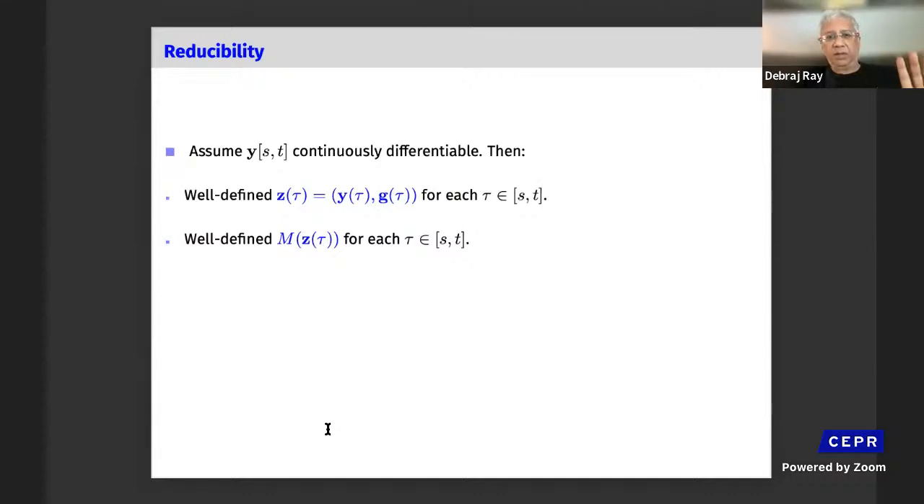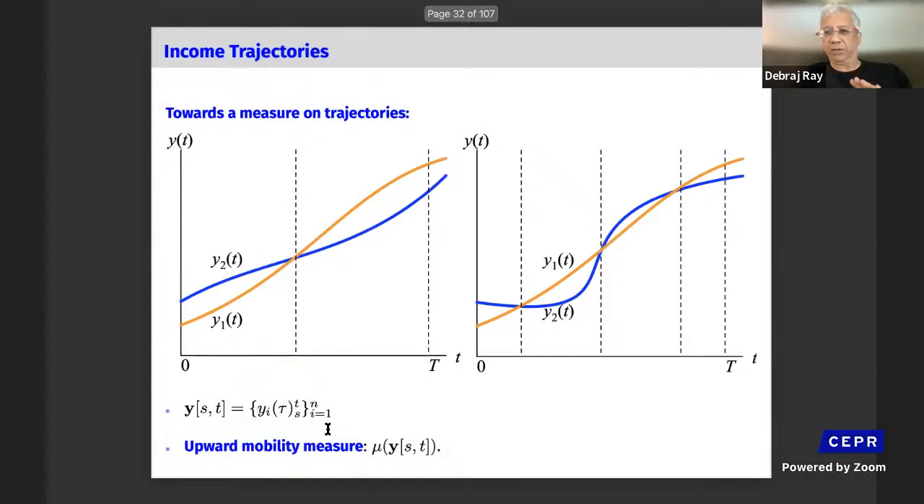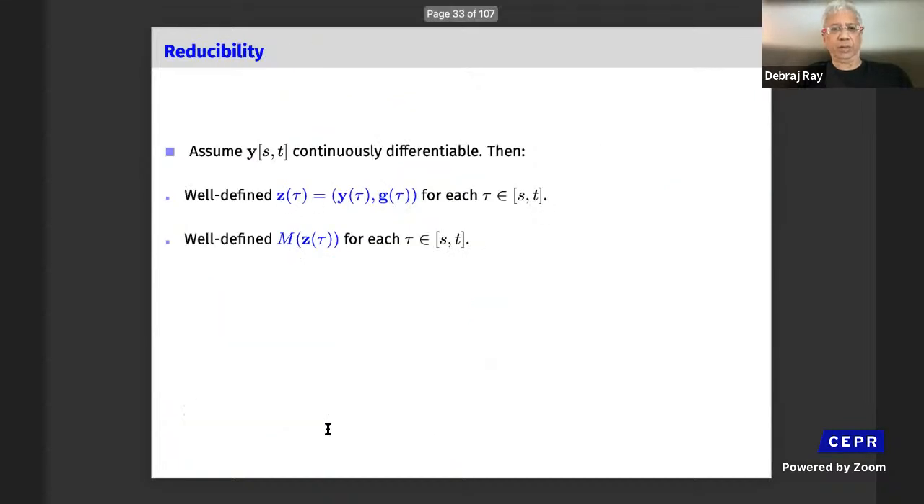So for this analysis, I'm going to presume that these trajectories are continuously differentiable. Now, this is not just a technical point, because there may be jumps that come through sudden promotions, inheritances, and so forth. If I have time, I'll come back to that. It makes no difference to look at the broader case, but it's easier to do it this way.